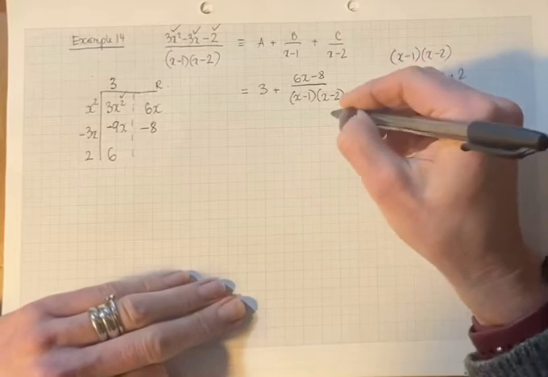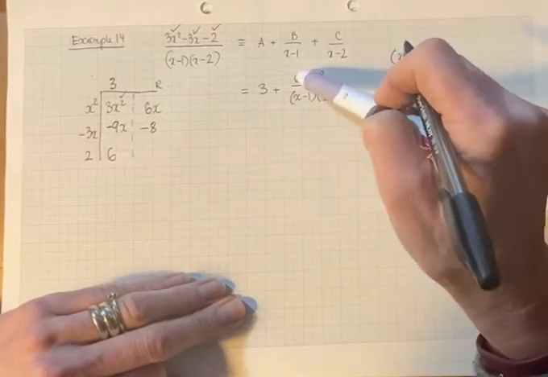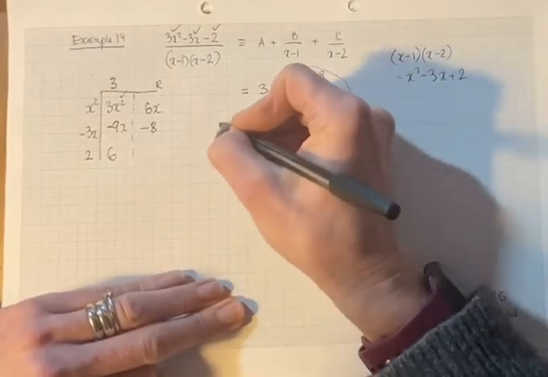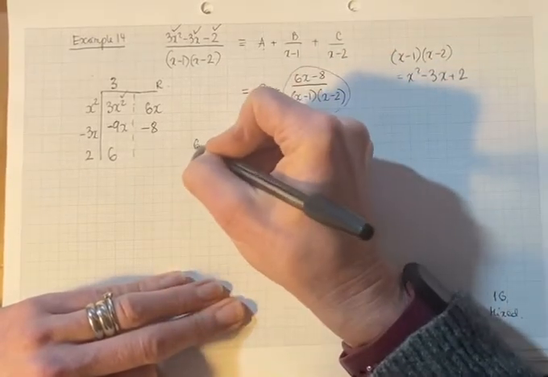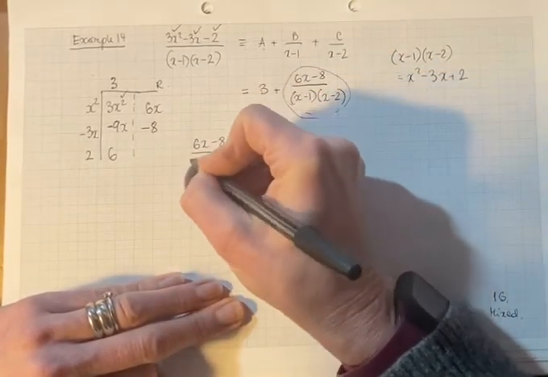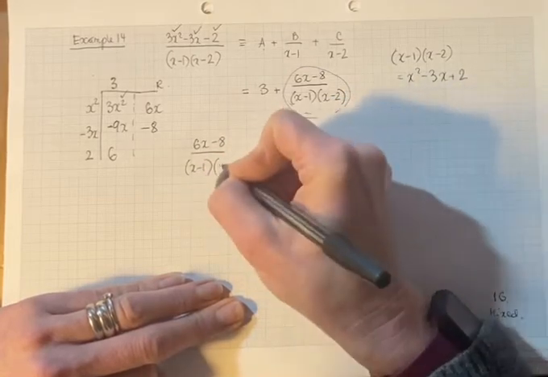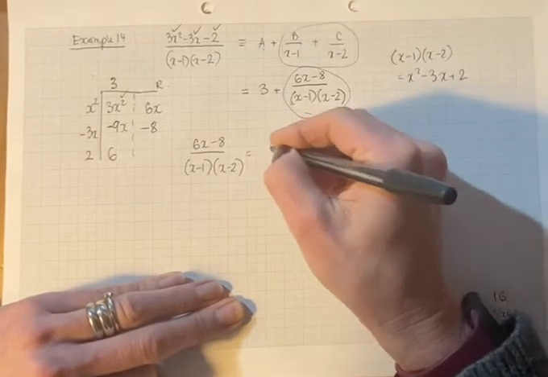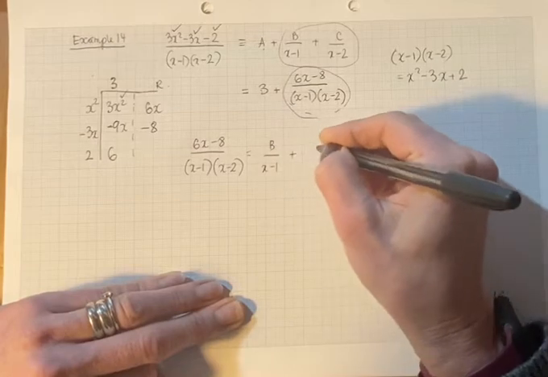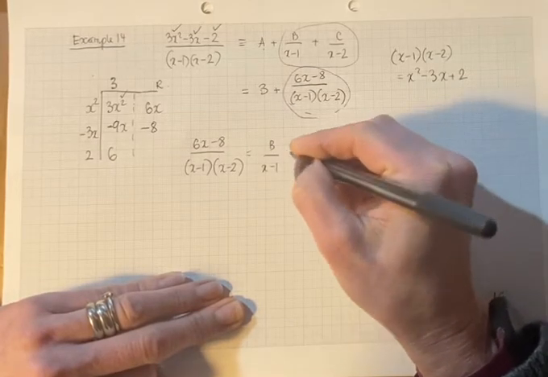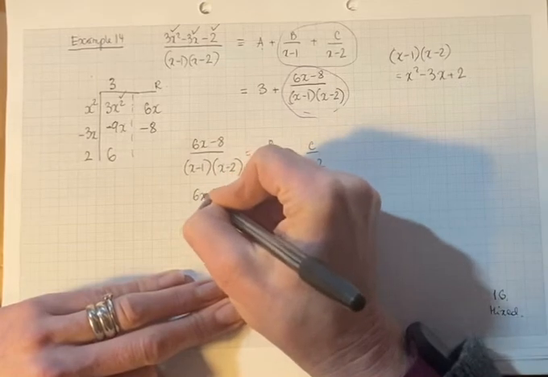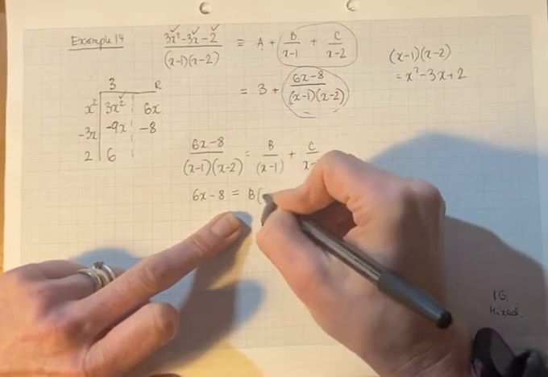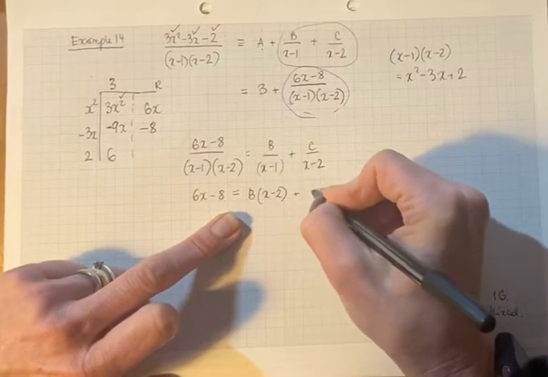Okay, so now we can focus on this fraction over here and split it into partial fractions and then add it to 3. So at the moment we know a is equal to 3. Now 6x minus 8 over x minus 1 multiplied by x minus 2 is altogether going to be equal to b over x minus 1 plus c over x minus 2. Let's multiply through by the denominator. You will have 6x minus 8 equals b, b will be getting x minus 2 because it has got x minus 1, and c will be multiplied by x minus 1.